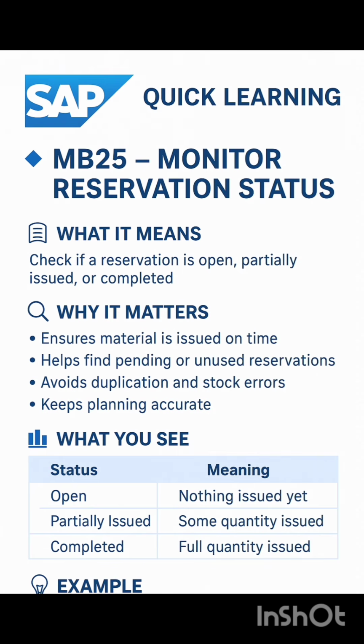What you will see: when you see the open status, it means nothing issued yet. In partially issued, some quantities are issued. In completed, full quantities are issued.